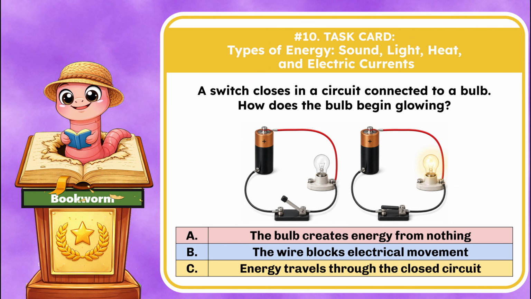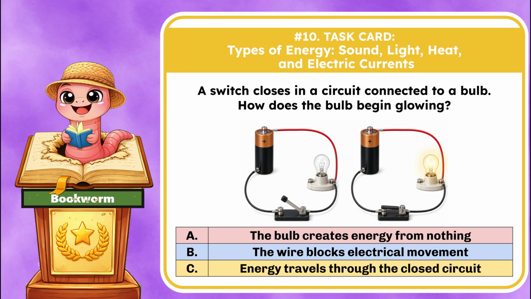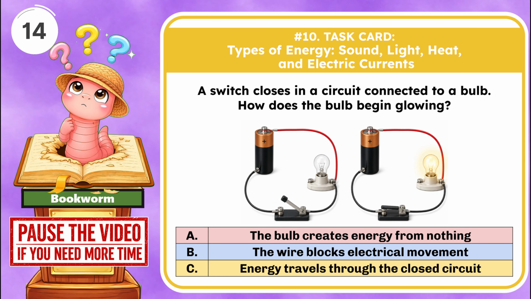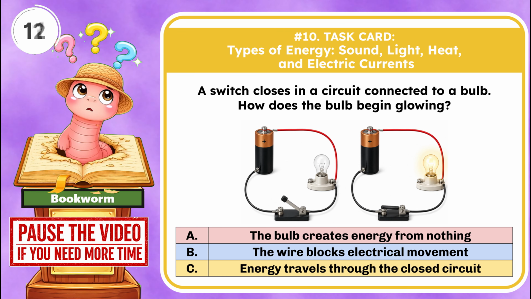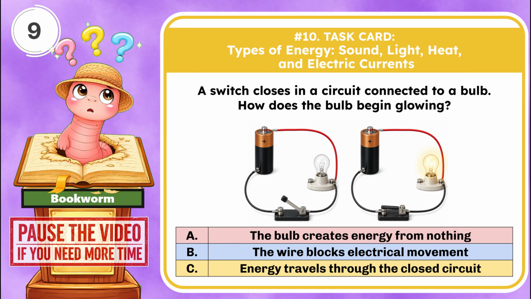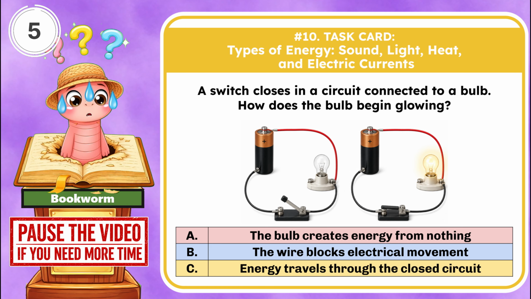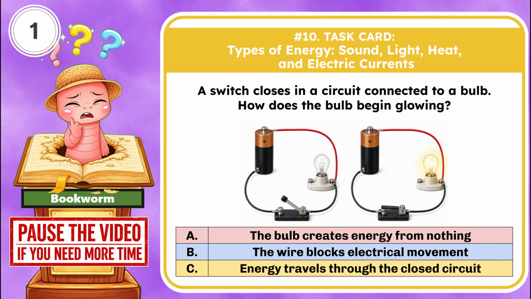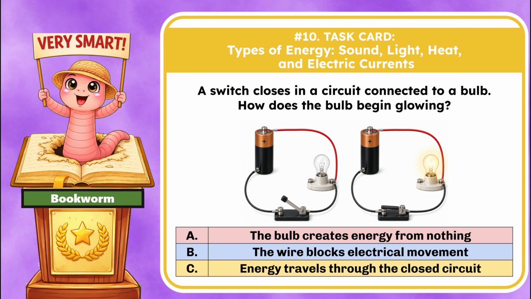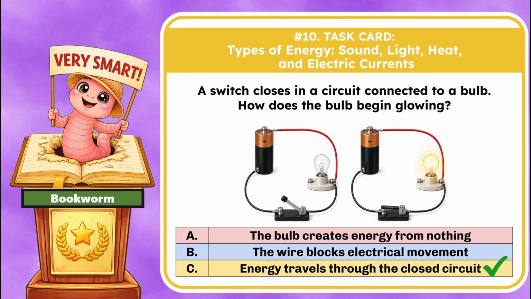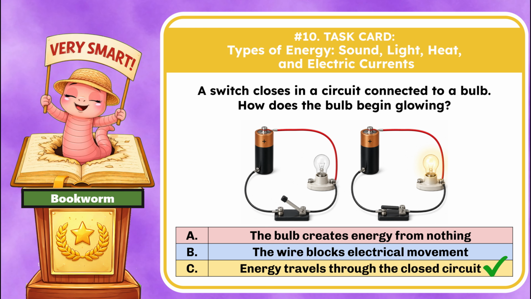A switch closes in a circuit connected to a bulb. How does the bulb begin glowing? And the correct answer is letter C. Energy travels through the closed circuit.